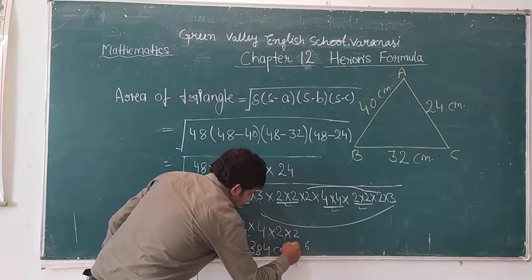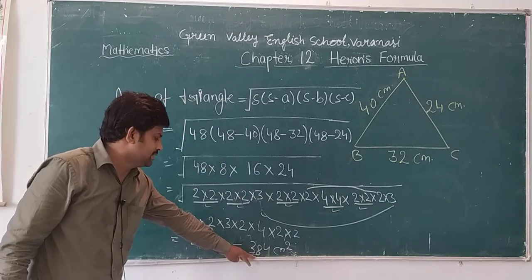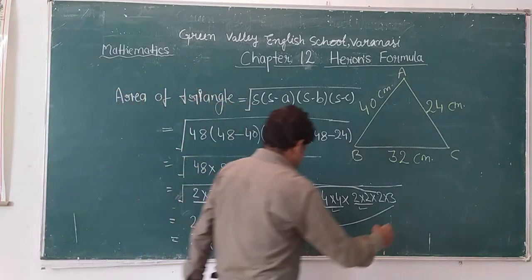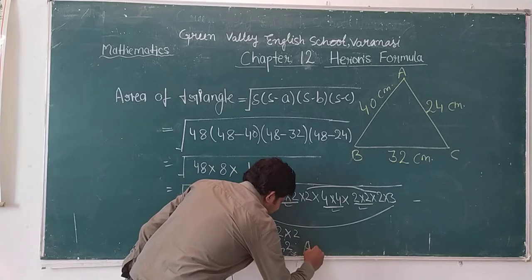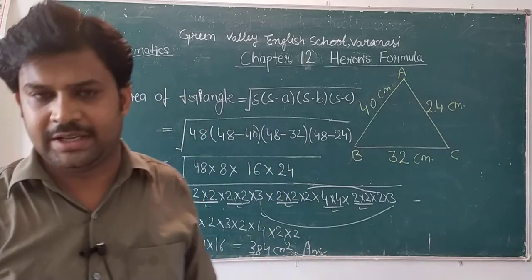384 centimeter square. This is our area of the triangle. Area of triangle is equal to 384 centimeter square. This is our answer. Is it clear, students? Okay, thank you class.